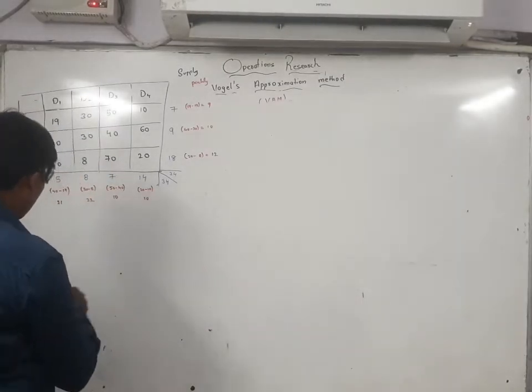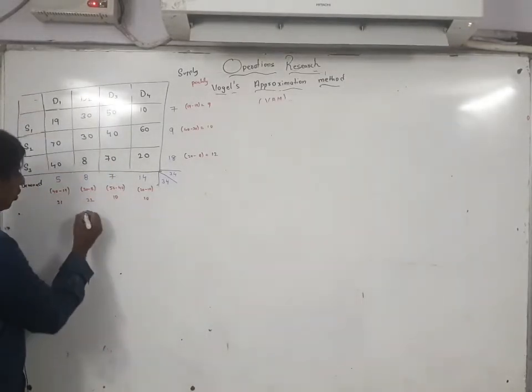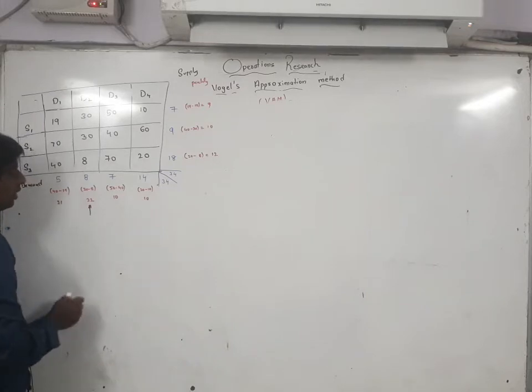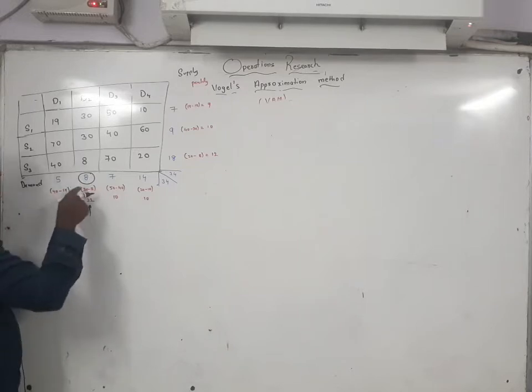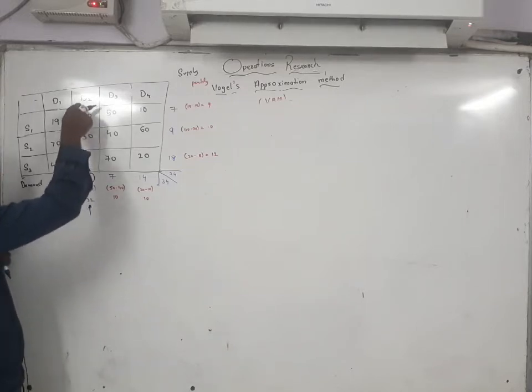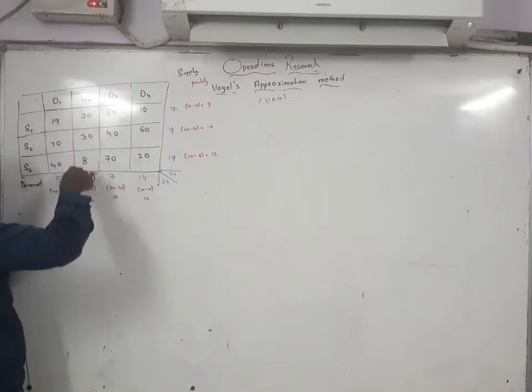So which one do you have to select? You have to select this 22. This one you have to select. This one is the highest penalty. Highest penalty means you have to locate this 8. Where do you have to locate? Where the least value is there, in this column.